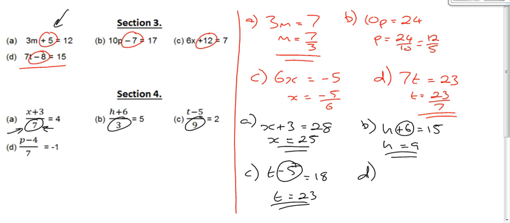Question D. We're going to get rid of this divided by 7 first. So the way we get rid of divided by 7 is we times by 7. And again, I'll try to make it tricky by using some negative numbers. So p minus 4, minus 1 times by 7 equals minus 7. And now what we've got to do is add the 4. So we've got minus 7 plus 4. So imagine the temperature scale. We've got 0 and we've got minus 7. Then we're going to add 4. So if we add 4, that's going to go up to minus 3.